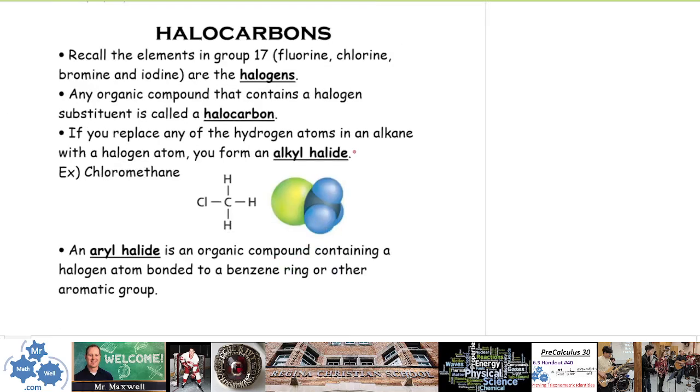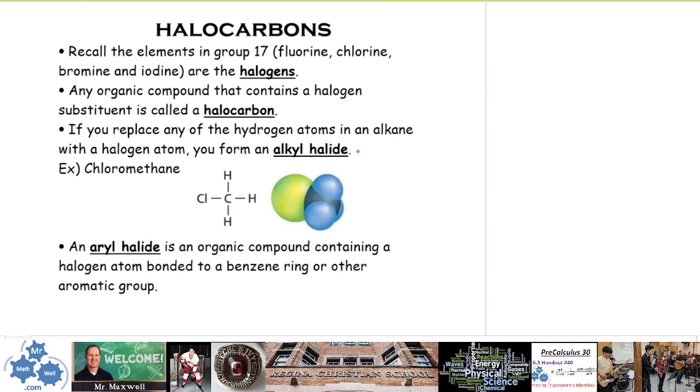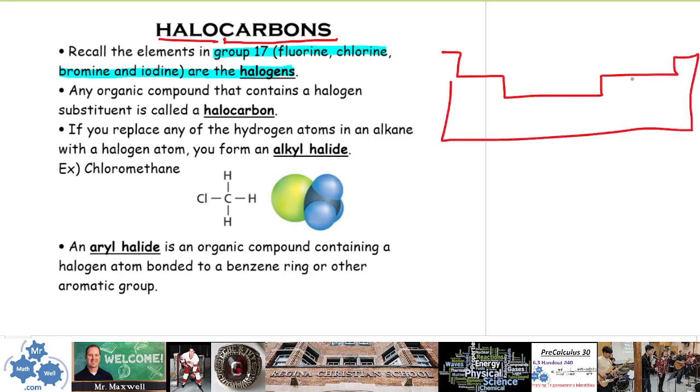Halocarbons. So next page on your notes there. Halocarbons. All right, as we mentioned, the halo stands for halogens, and obviously attached to a carbon, ring or chain. So it's pretty straightforward. Recall the elements in group 17 are fluorine, chlorine, bromine, iodine. Those are halogens. Halogens in group 17. And so the table looks something like this, right? And group 17 is this group right here. So these are the halogens.